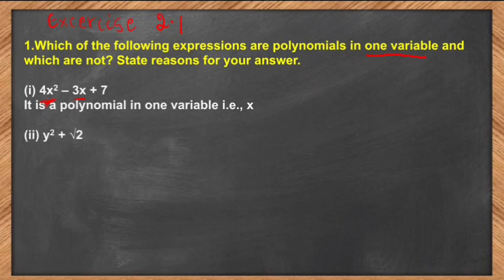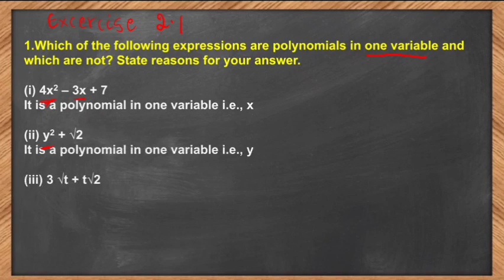Next question, y² plus √2. So which is the variable here? y. Only one variable we are having. Whether that is having power as a whole number? Yes. Whole number means 0 and all the positive numbers. So that is having power as a whole number, and only one variable we are having here. So it is a polynomial of one variable.